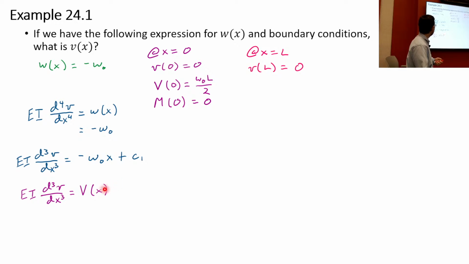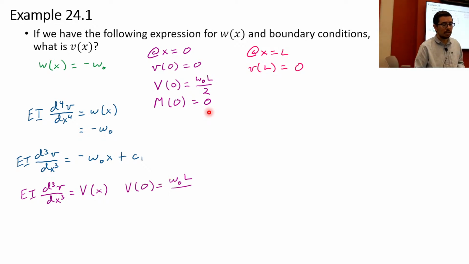What do I do? Well, I can plug in x equals 0. This expression is equal to negative w naught x plus c1, and I plug in x equals 0, and I now have a w naught L over 2. So what is c1 going to be equal to? 0. No, not 0. Right? w naught L. Yeah, that's right. Okay, thank you.